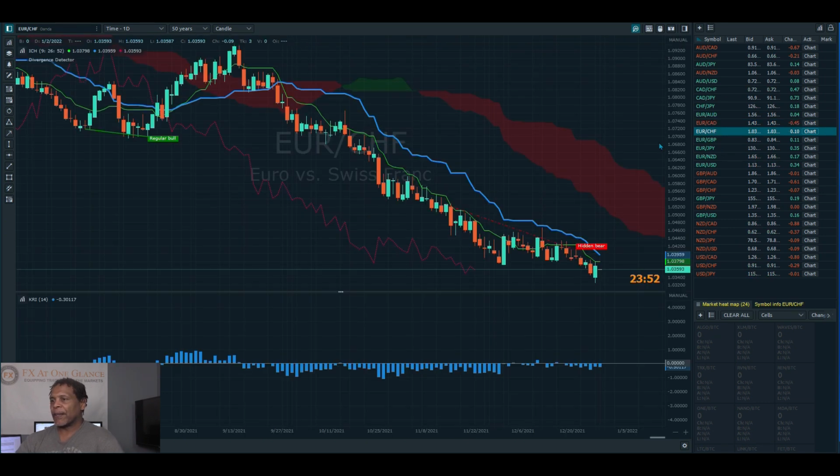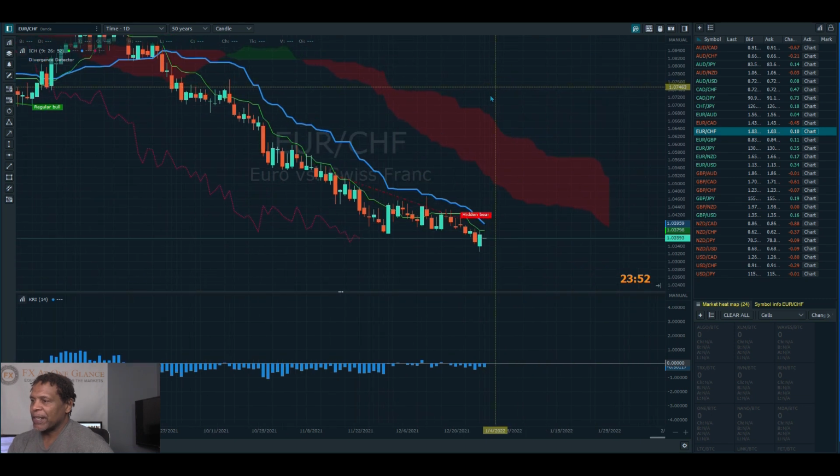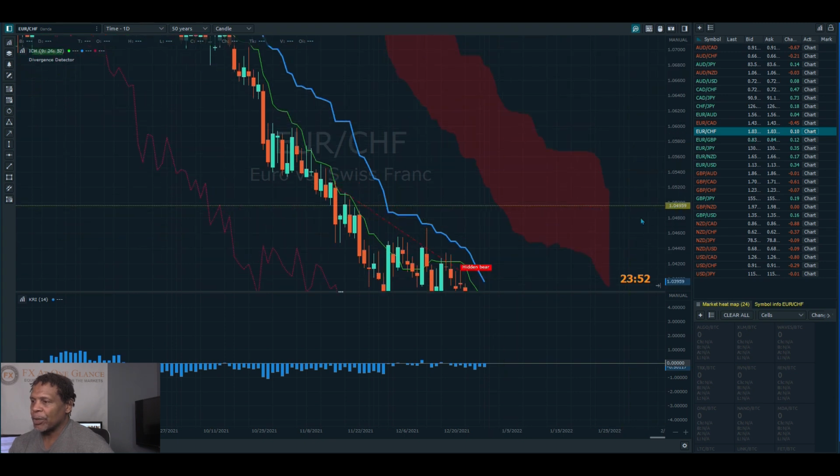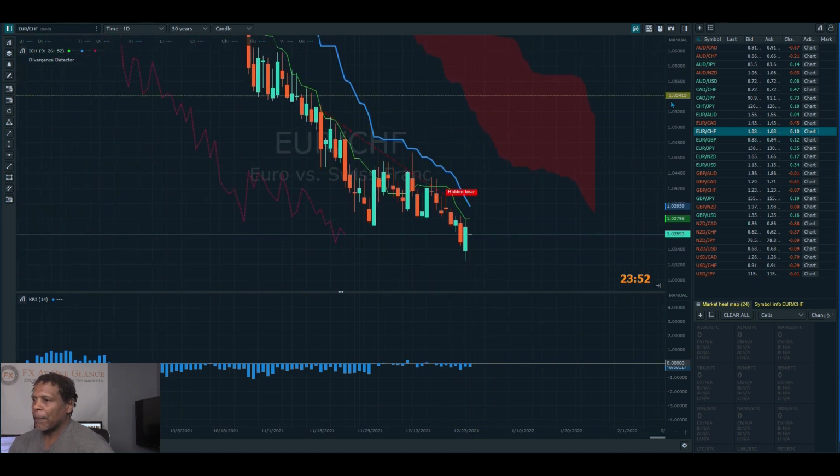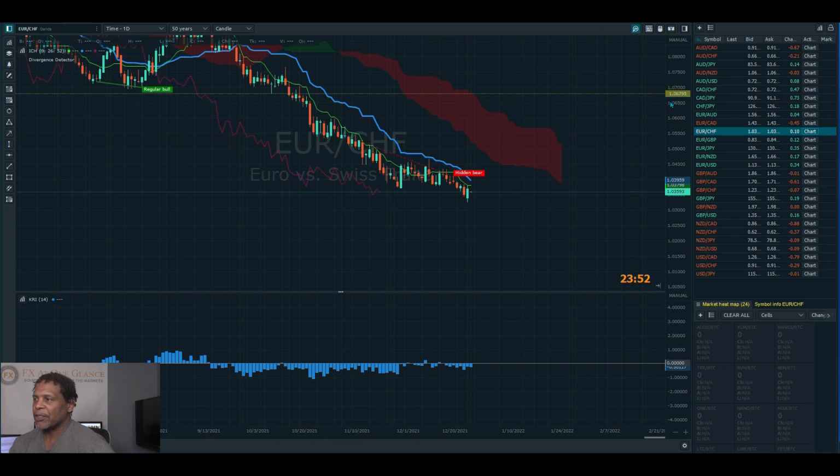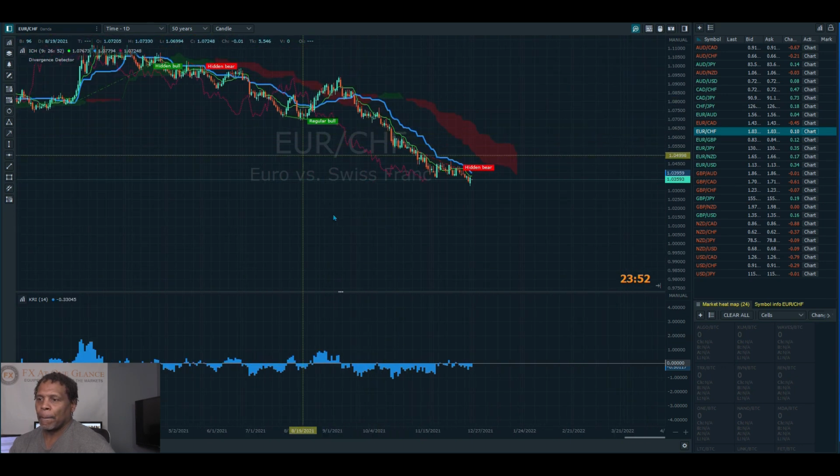All right, Euro Swiss franc. This is bearish and continually trading to the downside. Where could we catch an opportunity with this? I mean, because this is really bearish. Nice bearish market. You could see that.